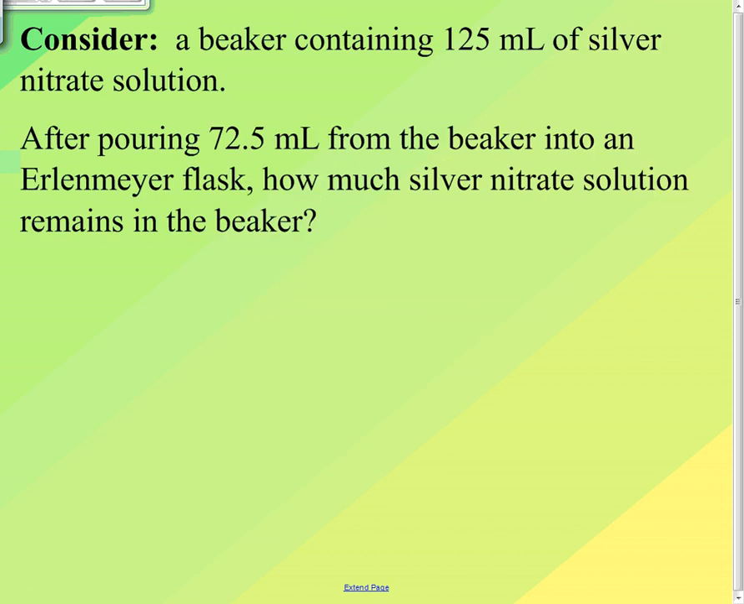All right, the last slide of sig figs. It's up to you. Here you go. A beaker containing 125 milliliters of silver nitrate solution. After pouring 72.5 milliliters from the beaker into an Erlenmeyer flask, how much silver nitrate solution remains? Go!